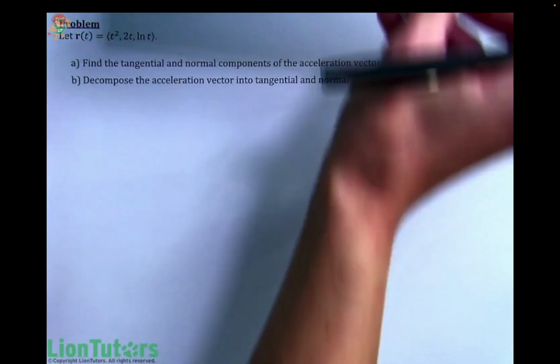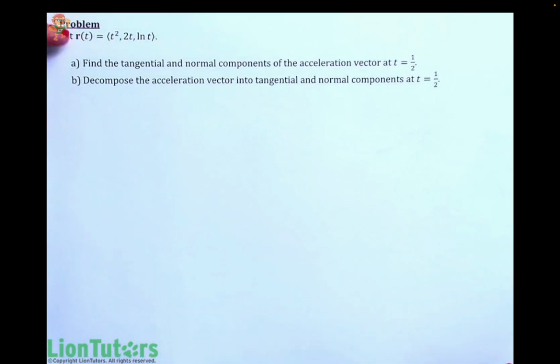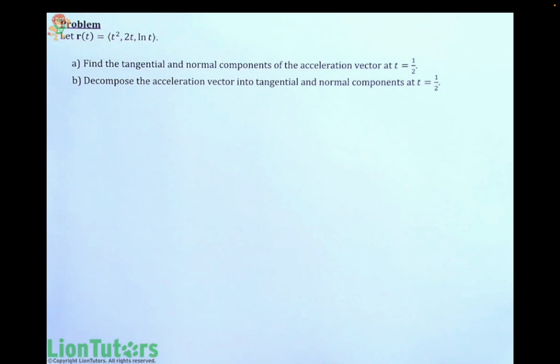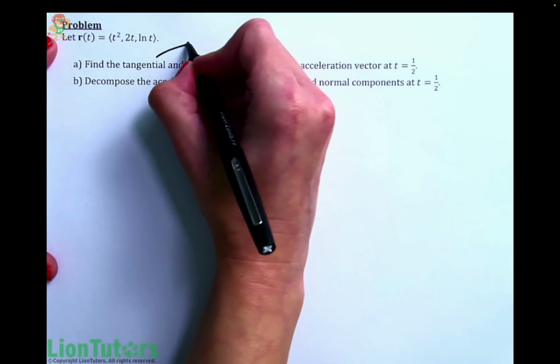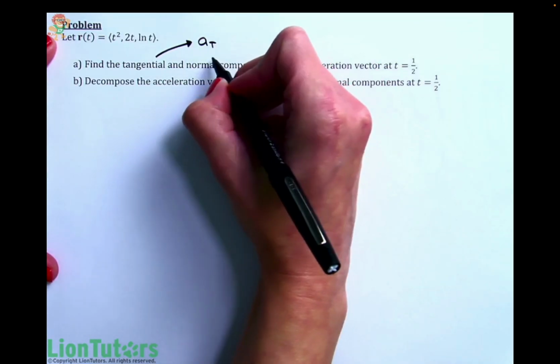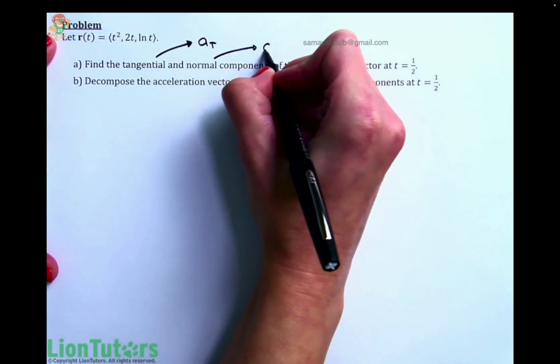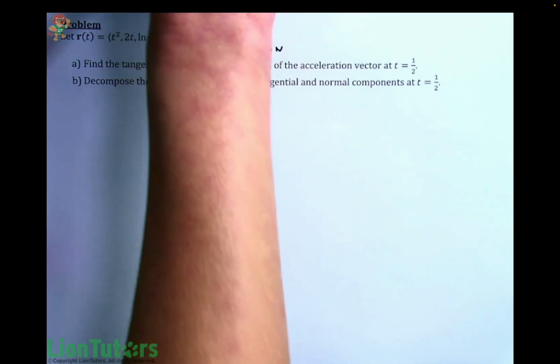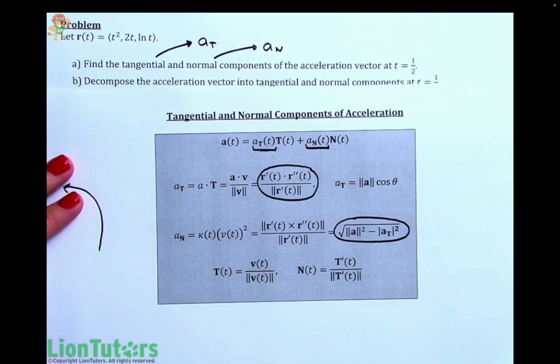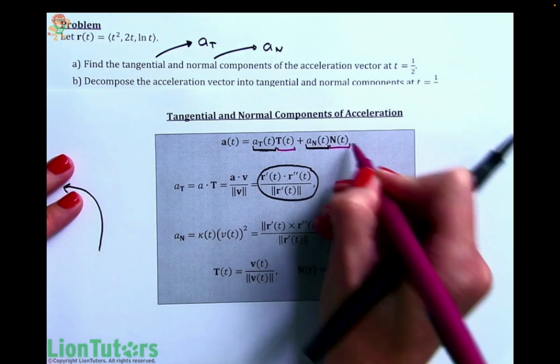All right, so let's do an example to make sense out of all this stuff. I'll show you the 2 common ways that I've seen this asked before. So this says let r of t equal this vector right here. Part A says find the tangential and normal components. So when they're talking about a tangential component, they're just talking about that a sub t. And when they're talking about a normal component, they're just talking about that a sub n. Okay, so that would be this part here and this part here, not this part or this part.